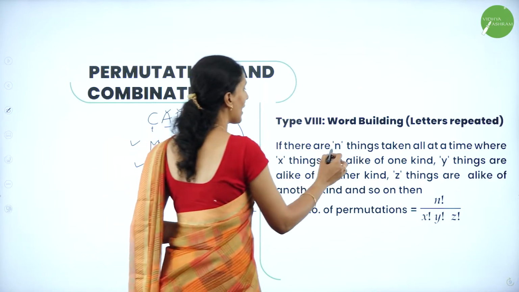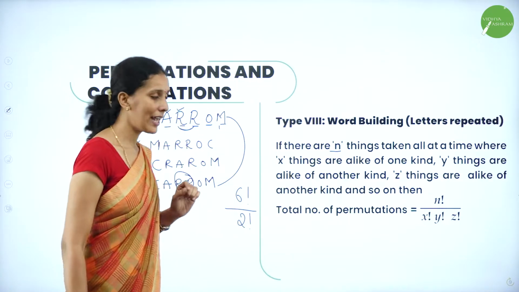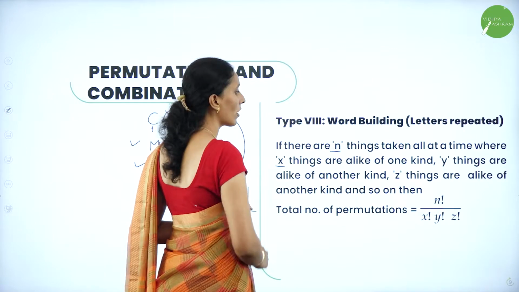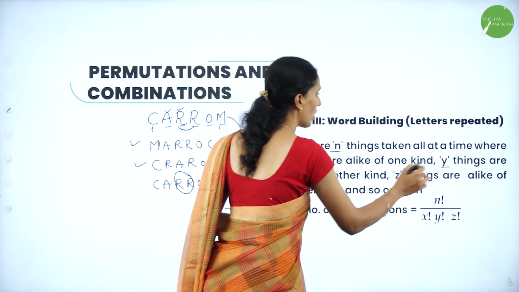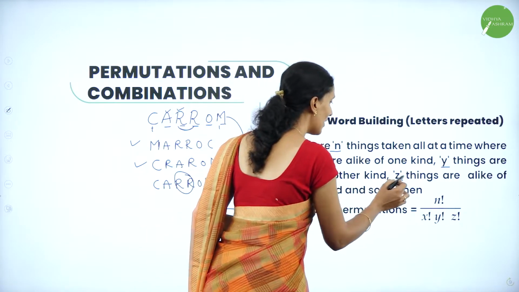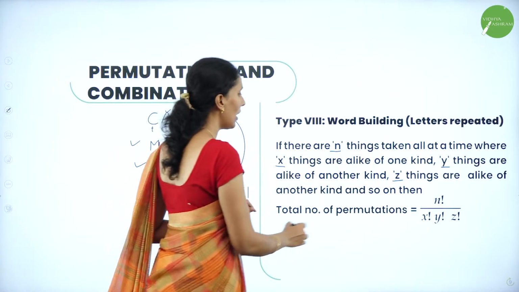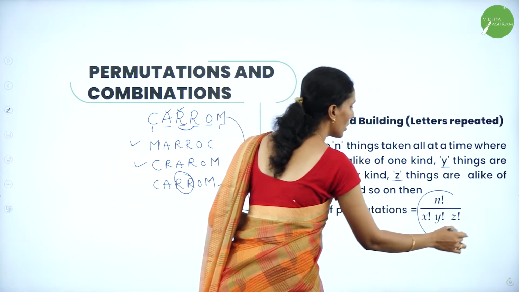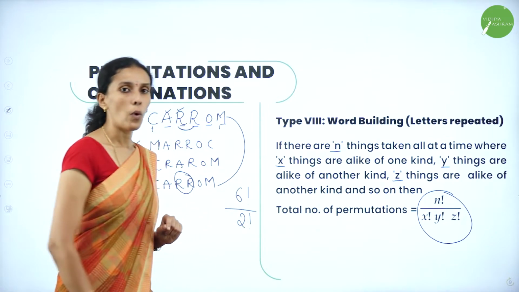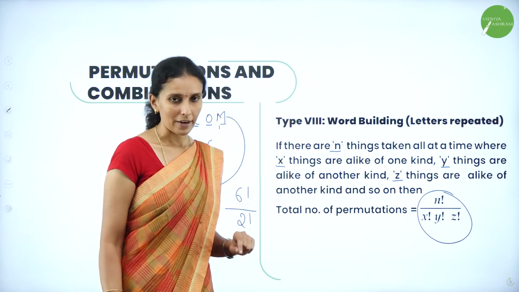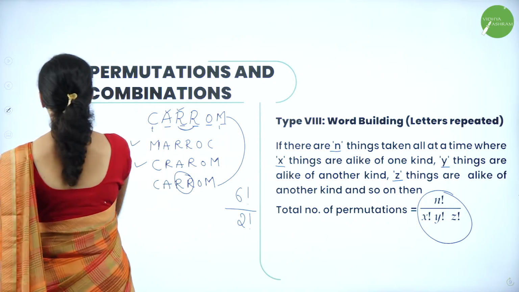So this is the same thing the rule says here. When there are n things, and x things are repeated and y things are repeated, and likewise z also repeated, then the total number of permutations is n factorial divided by x factorial, y factorial, z factorial. Okay, I'll take one more example.